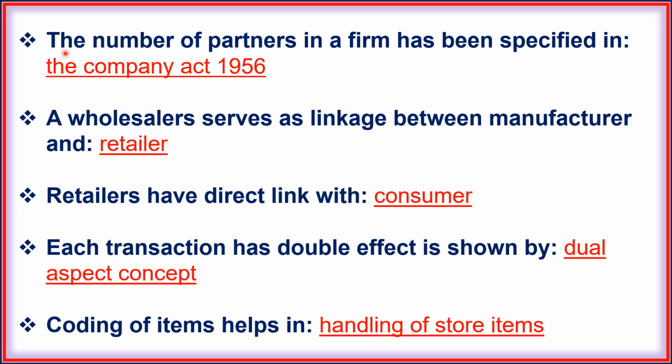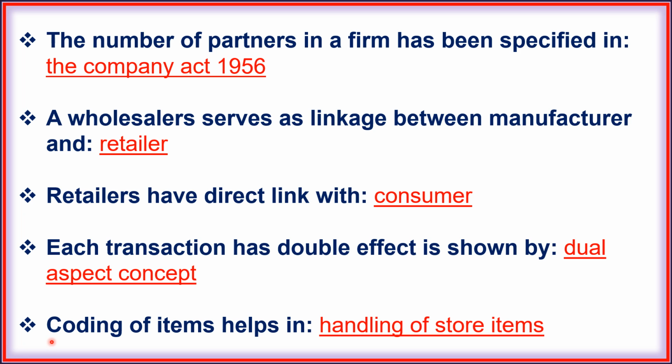Next, the number of partners in a firm has been specified in the Company Act 1956. Next, a wholesaler serves as linkage between manufacturer and retailers. Next, retailers have direct link with consumers. Next, each transaction has double effect is shown by dual aspect concept.